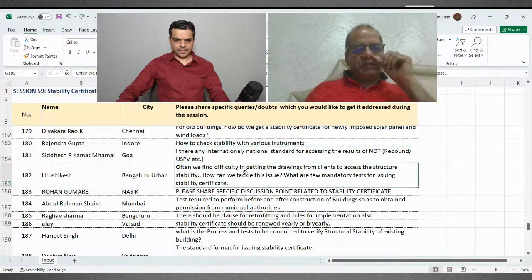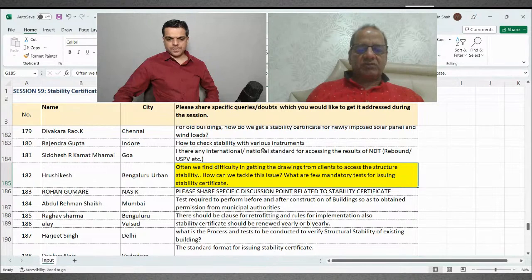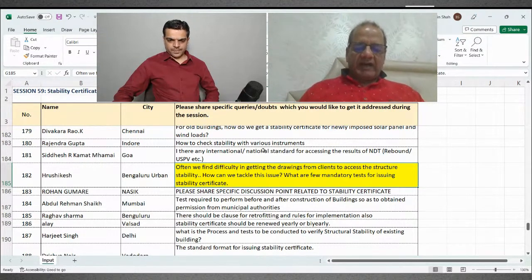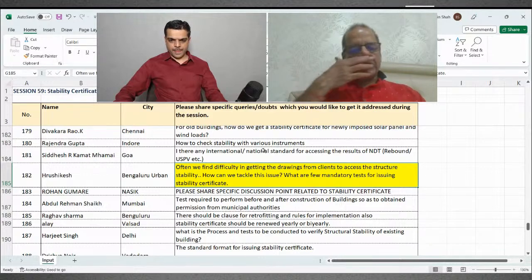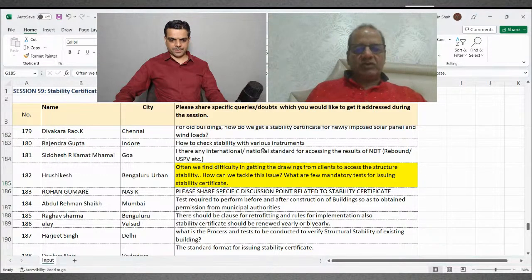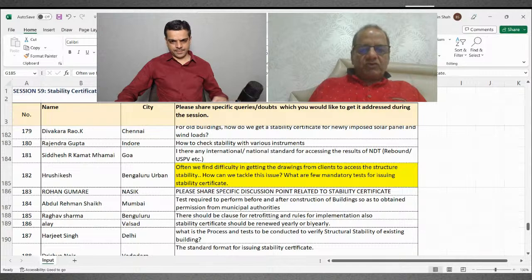Often we find difficulty in getting the drawing from clients to assess the structure stability. If the client is not able to give a drawing, offer them as-built drawing preparation and charge them. Even if they are not ready for that, then don't do this work. Structural engineers have a lot of work to be done. There is a huge amount of scope for structural engineers in this country. So do not dilute the quality of your services. Charge good fees and do good work.